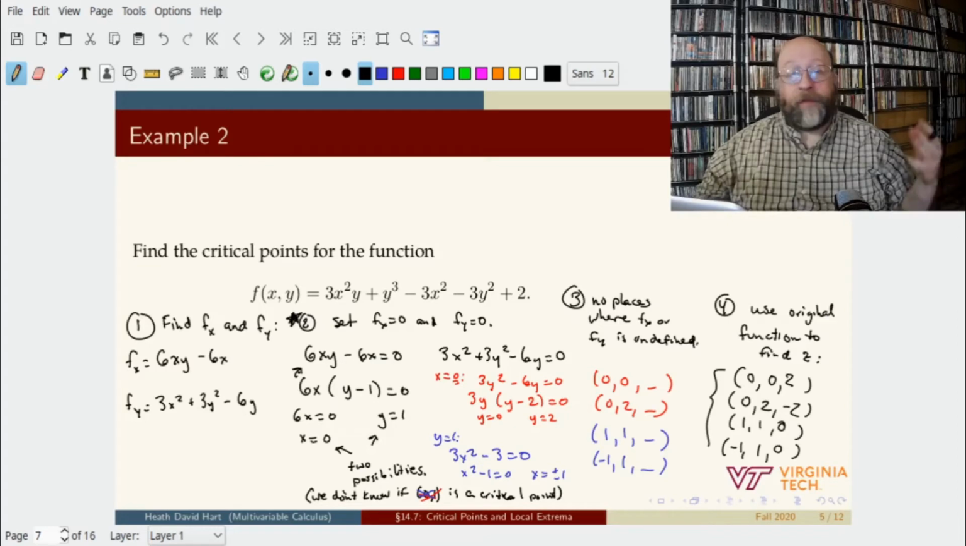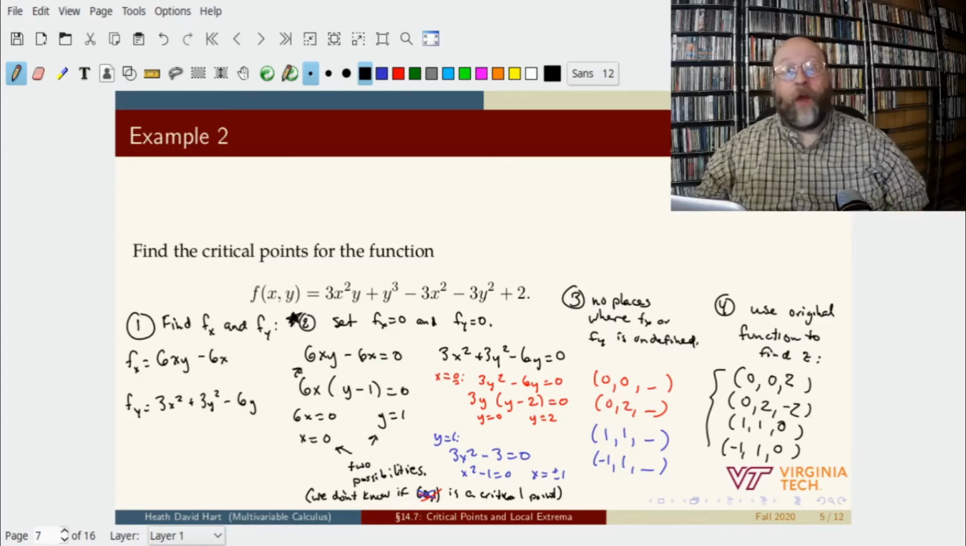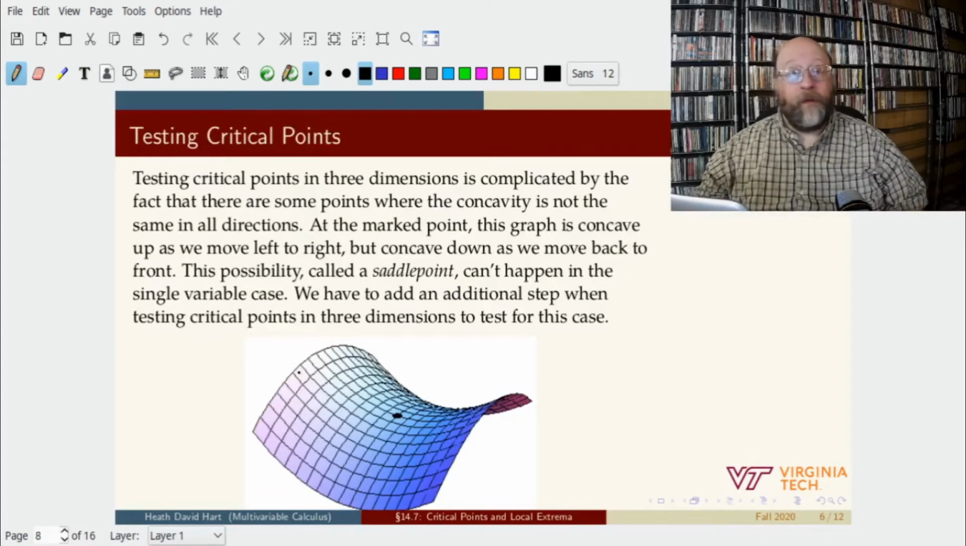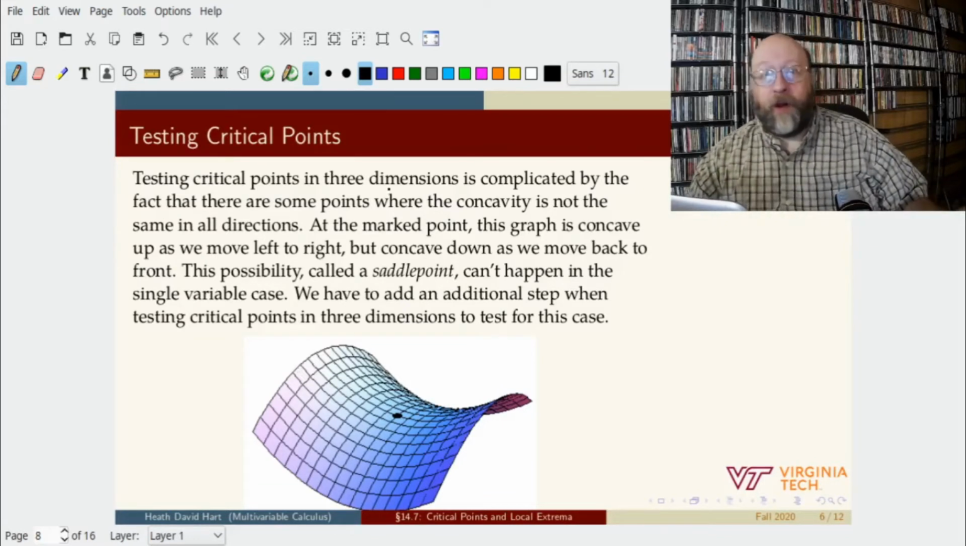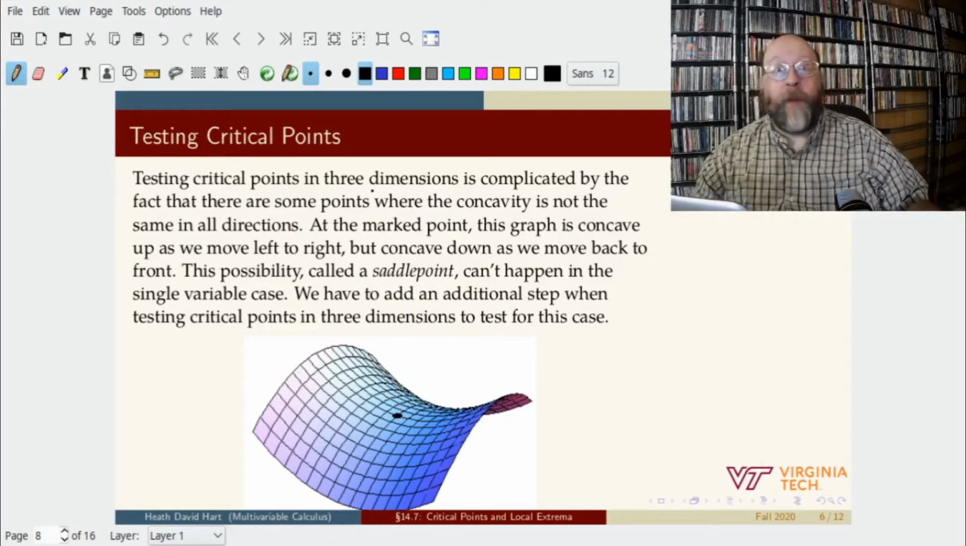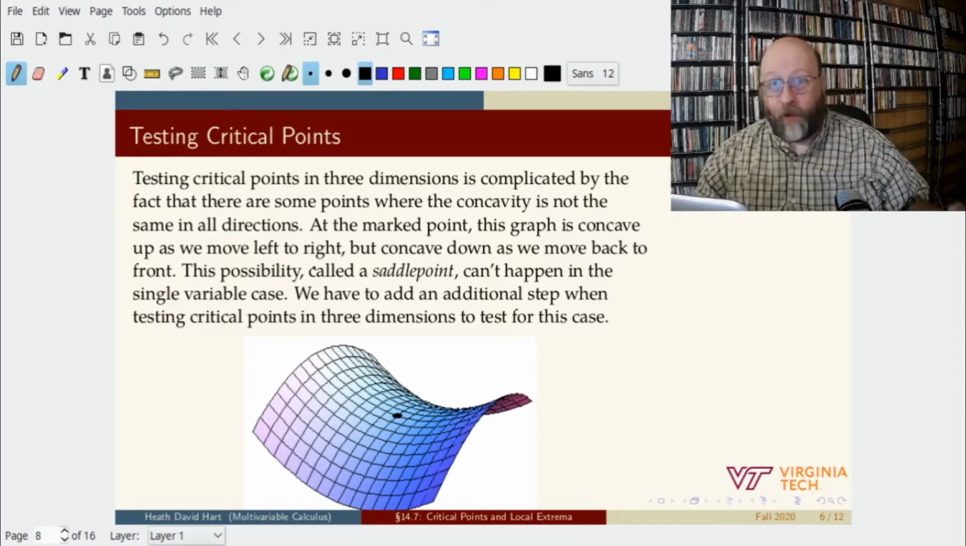All right, so now we have these critical points. How do we tell if they're maximums or minimums? Let's move on to this next section. So testing critical points in 3 dimensions to see if they're maximums or minimums is complicated by the fact that there are places where the concavity is not the same in all directions.